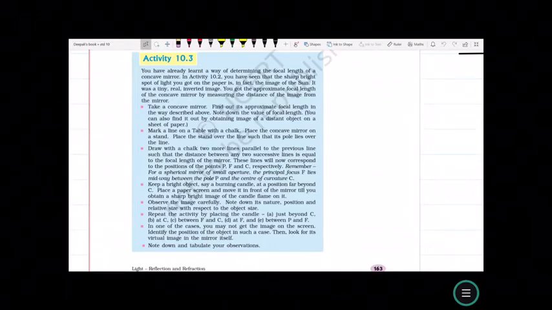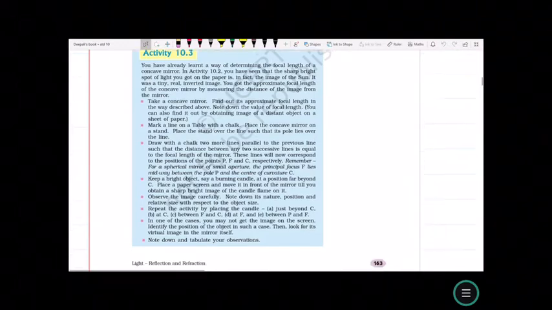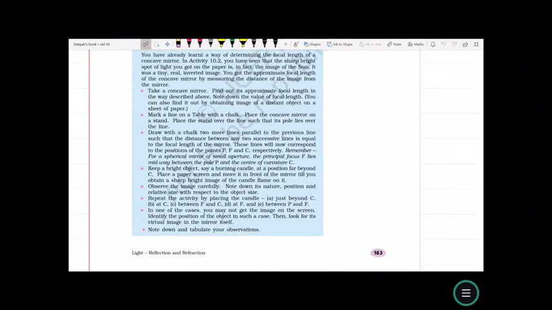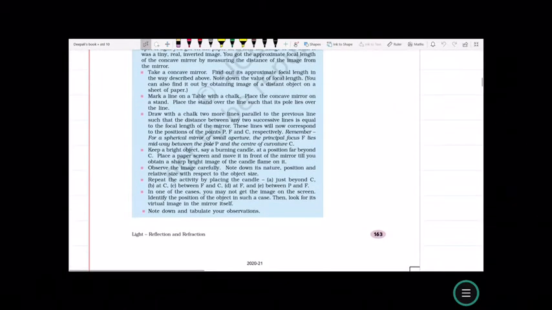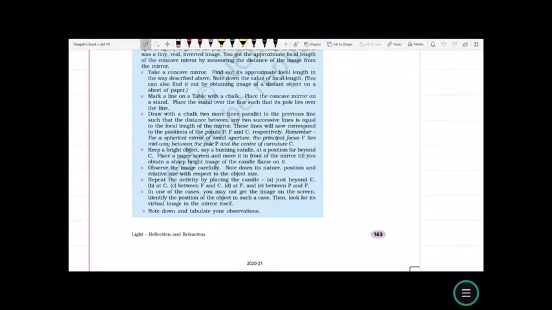Now, take a concave mirror and find out its approximate focal length in the way described above. Note down the value of the focal length. You can also find it out by obtaining the image of a distant object on a sheet of paper. Mark a line on a table with chalk. Place the concave mirror on the stand. Place the stand over the line such that its pole lies over the line.